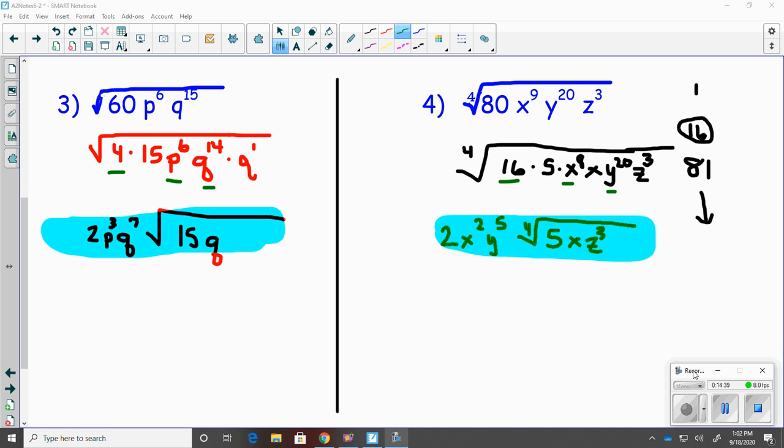Okay, so make sure you are looking at the index first and then just referring to the correct set of numbers and trying your best to get it down into the smallest terms you can.